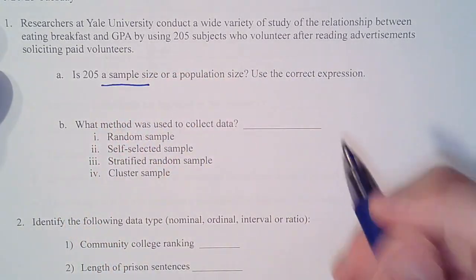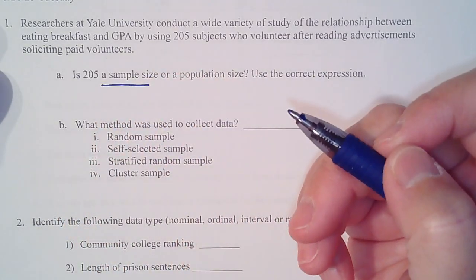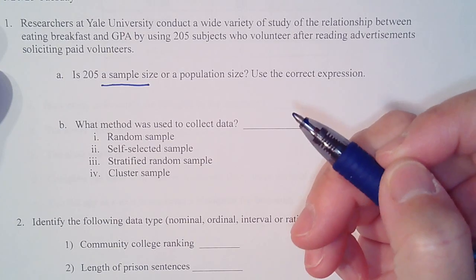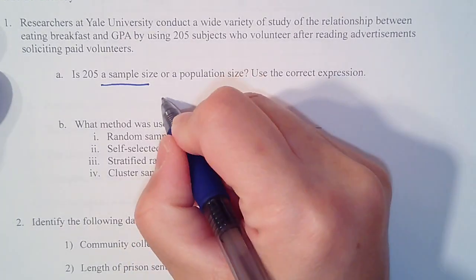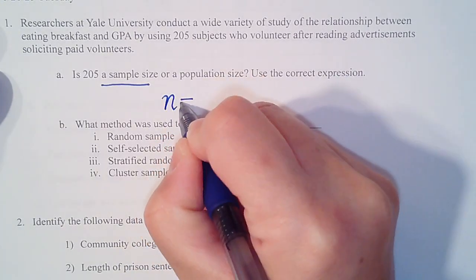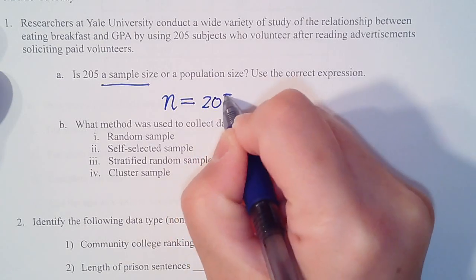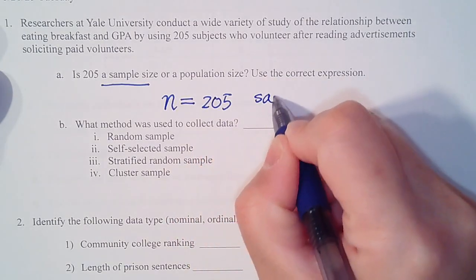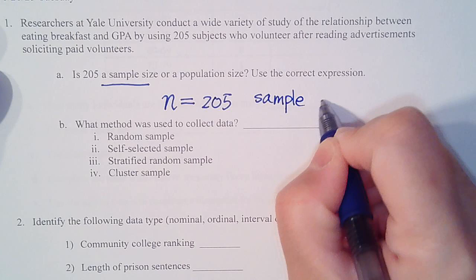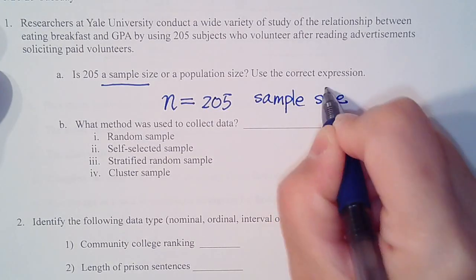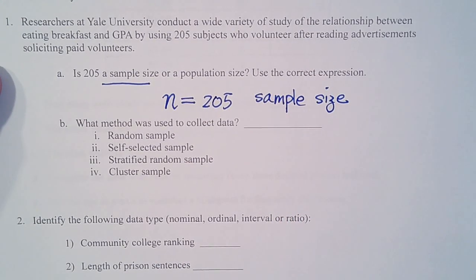And then I'm going to ask you to show me that mathematically using the correct expression, n equals 205, and you might say sample size. Okay, that'll be good. All right, now next question.